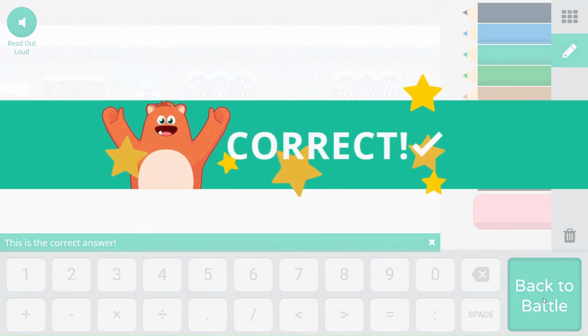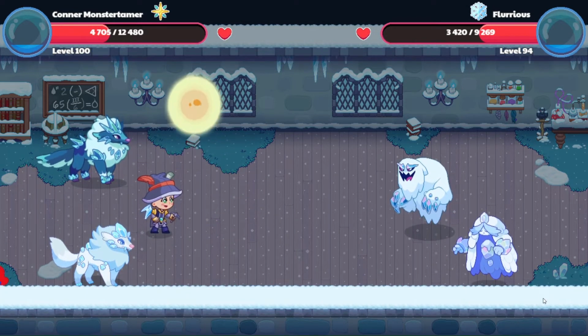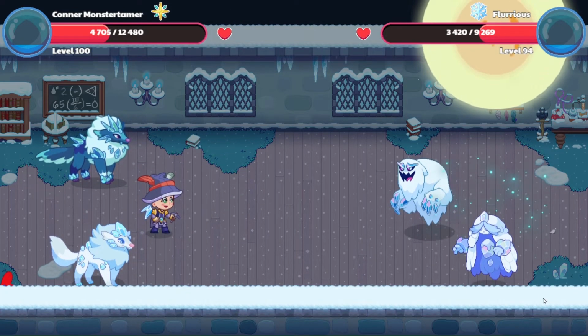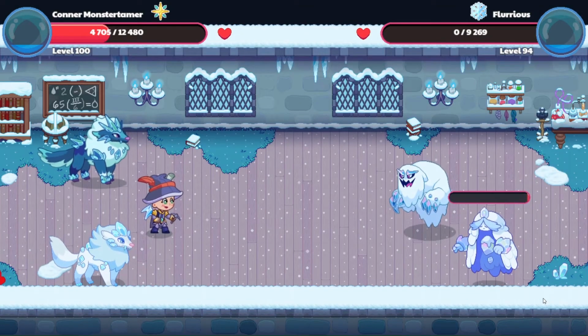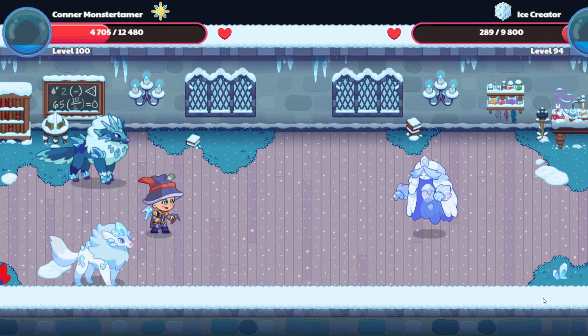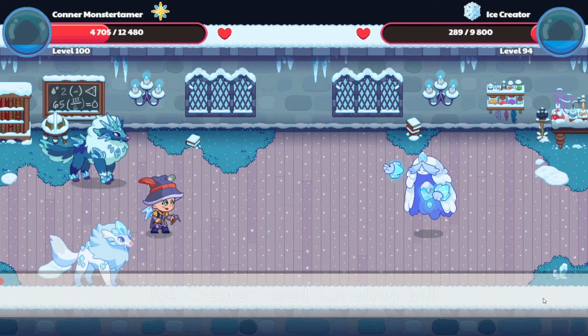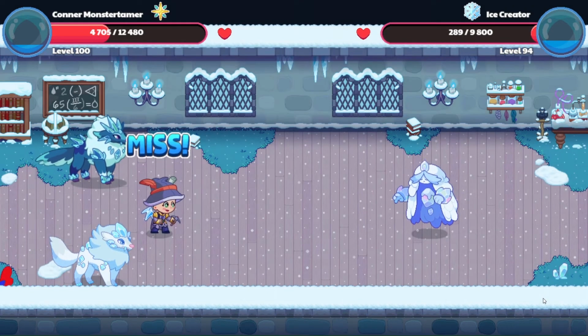Okay, good. We're kind of getting a groove here going. I just have to make sure I'm paying attention to multiplication or division and really reading the problem. So when you get into 8th grade, up into high school, reading the problem and really focusing on what it's saying becomes super important. Ice Creator is going to be using Snowling Ball on us. And that's a miss.